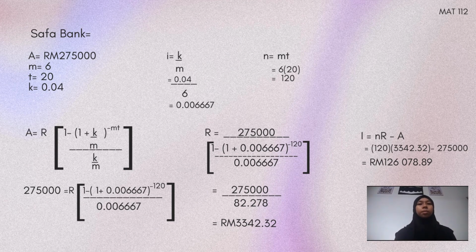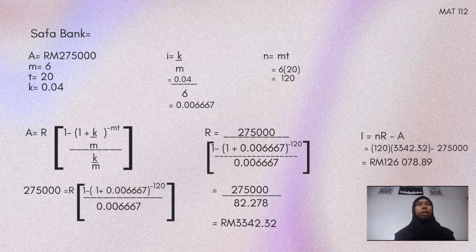And next, calculate for the bank, Safa Bank. A equal to RM 275,000, M equal to 6, T equal to 20 years, K equal to 0.04. And I use the formula A equal R bracket 1 minus bracket 1 plus K over M power of negative MT divided by K over M bracket. A is 275,000, R bracket 1 minus bracket 1 plus 0.006667 power of negative 120 divided by 0.006667.